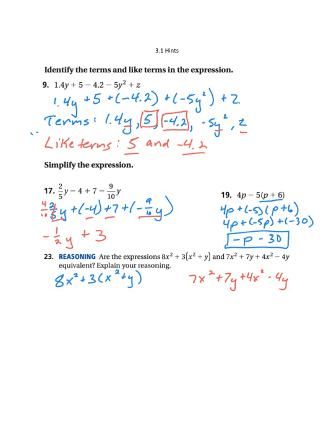Okay, so I'm going to go back to the first one. Let's distribute that 3 first. So we have 8x squared plus 3x squared plus 3y. And I can combine my x squared terms to get 11x squared plus 3y.